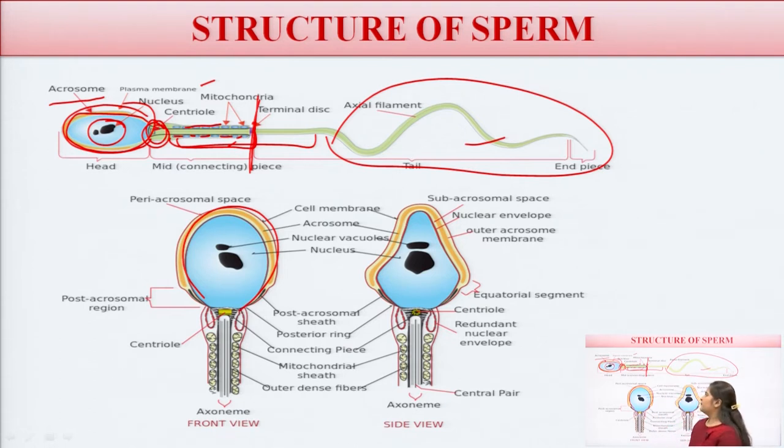This is the peripheral, meaning the outer layer, the periphery of the acrosome spaces. This is the cell membrane or the plasma membrane.